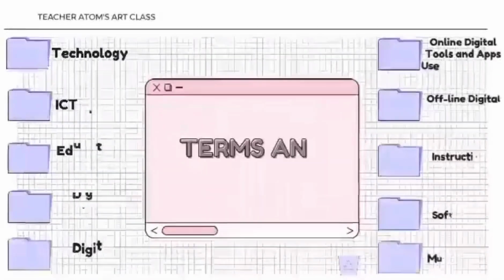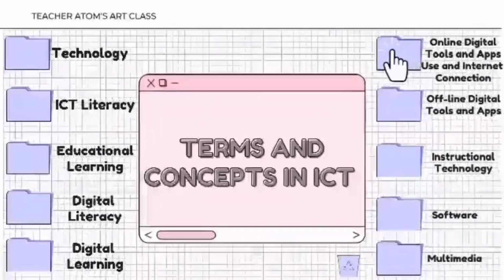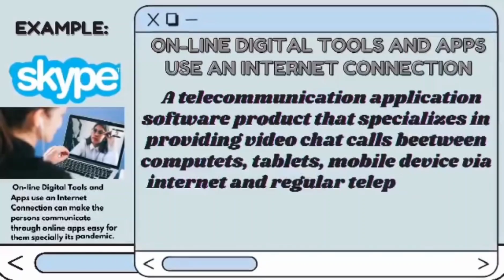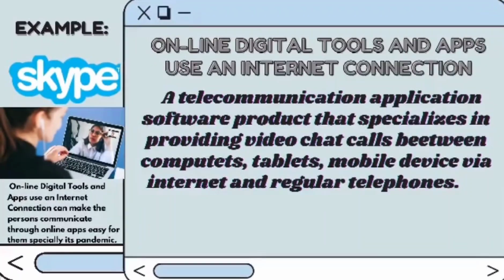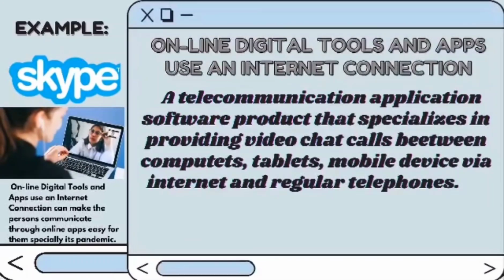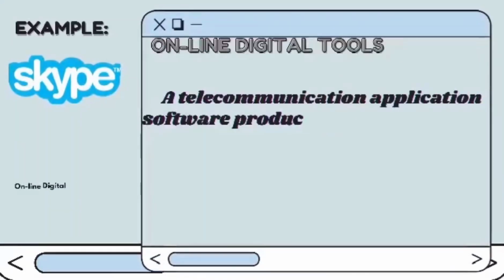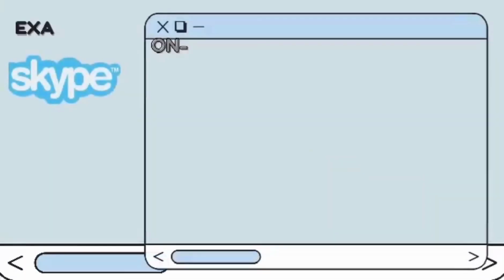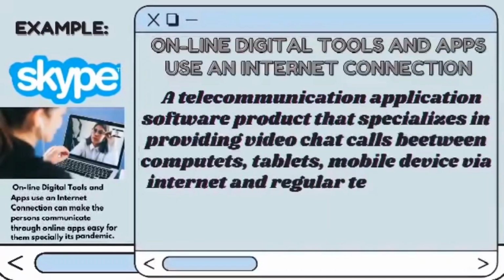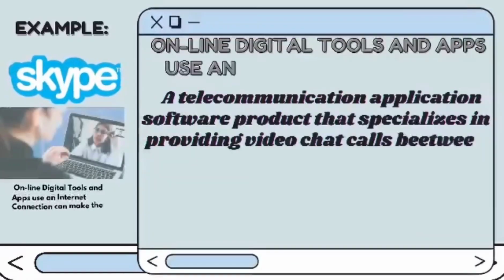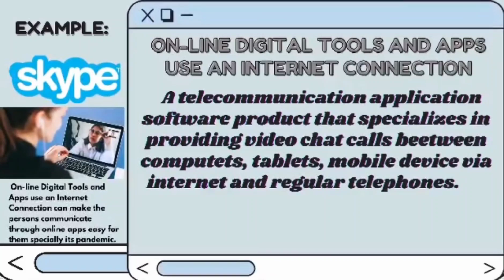The next one will be online digital tools and apps, which use an internet connection. It is a telecommunication application software product that specializes in providing video chat calls between computers, tablets, and mobile phones via the internet and regular telephones. For example, this one is Skype and Google Meet. The usage of this can make it easy for people to communicate through online apps, especially in the pandemic.